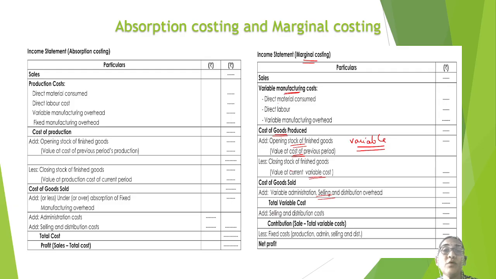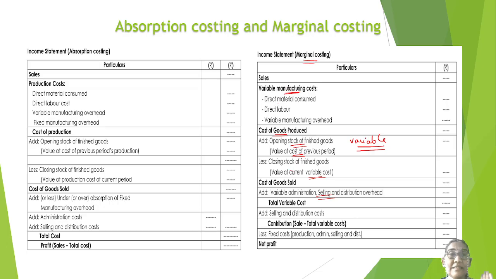As against this, when you compare marginal costing with absorption costing, you start with the sales, then you subtract all the production cost including the fixed manufacturing overheads to get the cost of production. From that you will adjust the opening and the closing stock to arrive at cost of goods sold. Then you will have an adjustment for over absorption or under absorption. Then subtract the administrative and selling distribution costs to arrive at the profits, right?